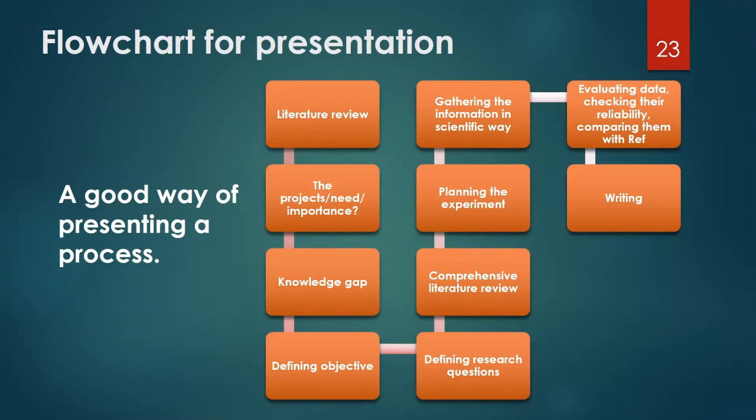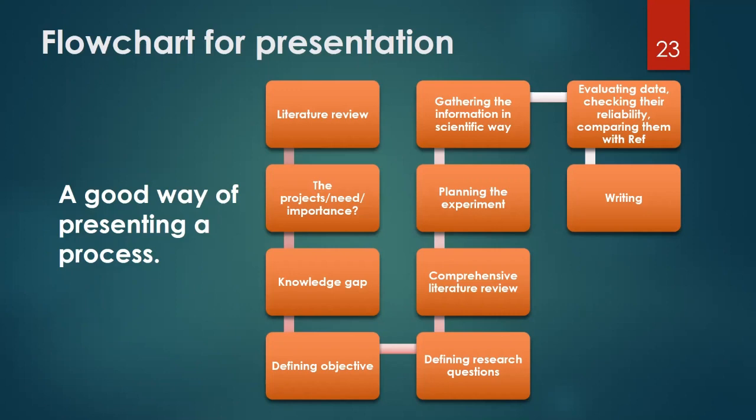After that, you will do a comprehensive literature review and perform a planned experiment. And after getting the information about the experiment, you evaluate the results and check the reliability, comparing with the results presented in references. And after that, you will compare. This chart shows the process of writing and presenting a scientific text or scientific paper. It can be a scientific report. This is the way that a flowchart shows the process.